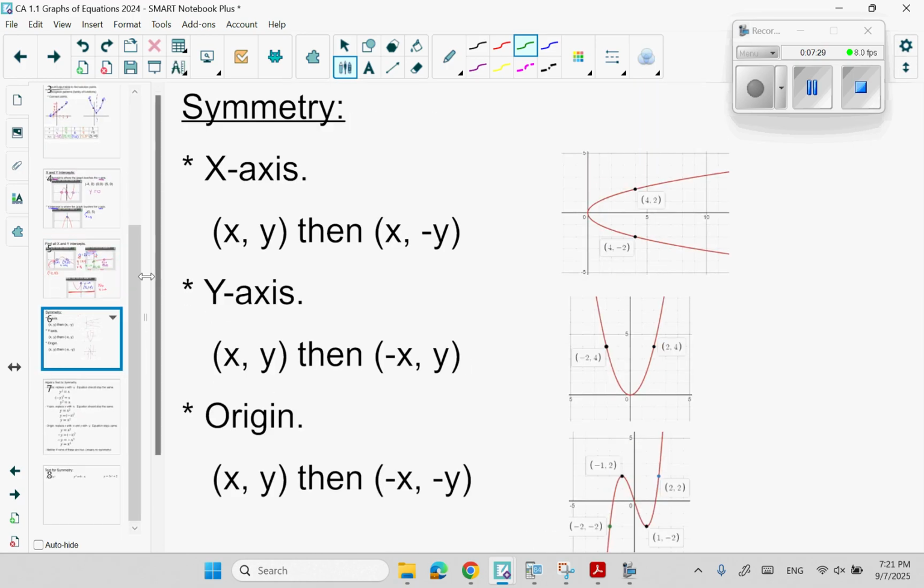Here's symmetry. Symmetry is when you're able to flip one polarity and you still get equal or similar results, similar coordinates. So for example, right here, 4, 2 and 4, -2 are part of this graph. The x's stayed the same, but I get both versions of the y coordinates.